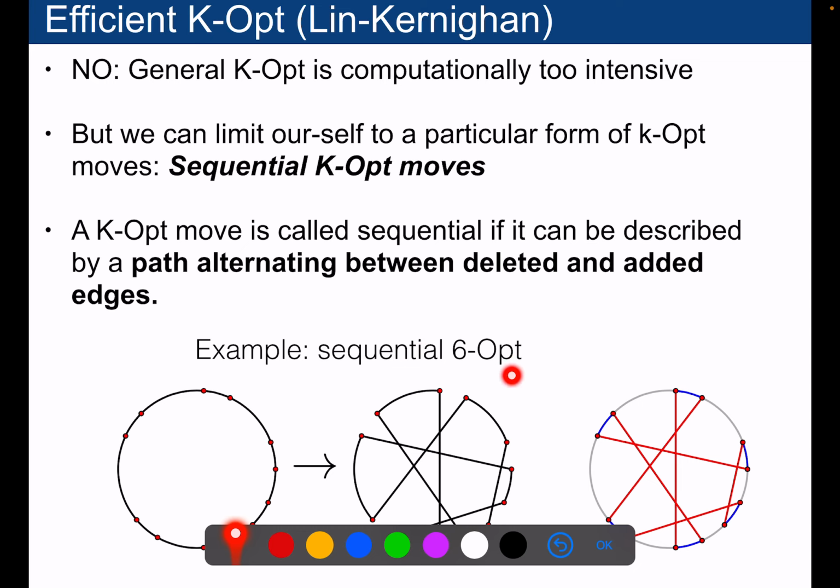Of course, you could do it for 7 edges, you could do it for 3 edges, and so on. A sequential 6-opt move is a very restricted subset of all the k-opt moves, but that's the one that we will consider. And what is interesting here is that we will see that a sequential 6-opt move is actually a combination of several 2-opt moves.